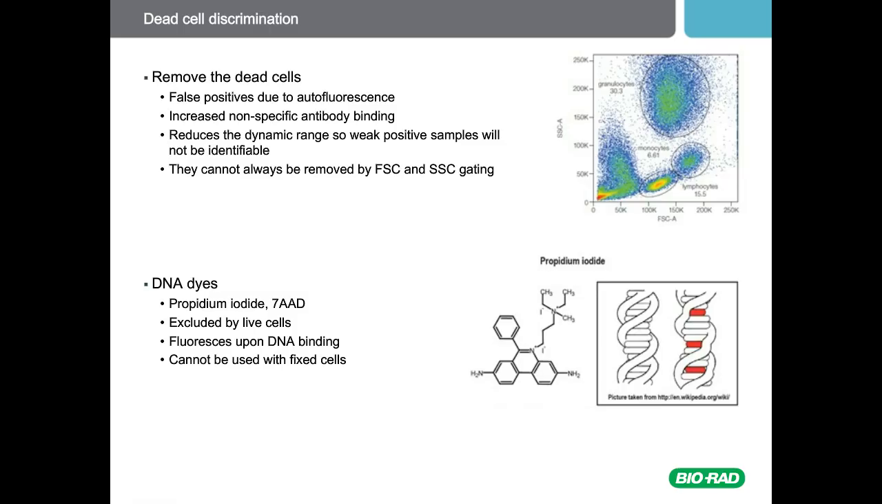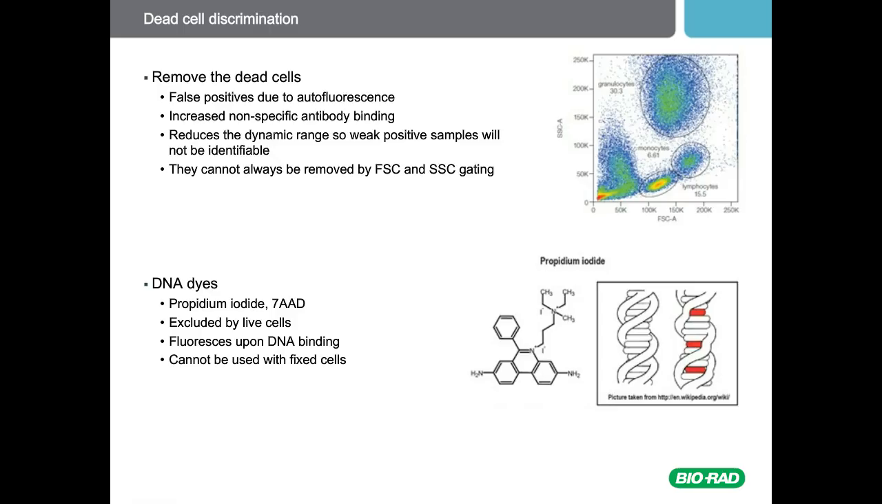When they bind to double-stranded nucleic acid, they fluoresce. They are excluded by live cells as they are not membrane permeable and can be added directly to samples after being stained with antibodies. After addition of the dyes, the cells are briefly incubated and then acquired as normal. The dead cells can be identified and removed from the final analysis, as they will be fluorescent. As these dyes rely on membrane integrity, it is not possible to fix these samples.